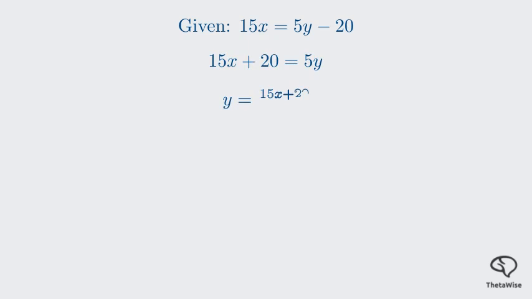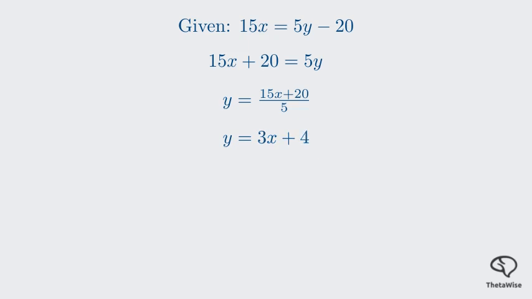We have the equation 15x equals 5y minus 20. First, let's get the y term on one side. We can add 20 to both sides of the equation. This gives us 15x plus 20 equals 5y. Now, to isolate y, we divide the entire equation by 5. So 15x divided by 5 is 3x, and 20 divided by 5 is 4. This leaves us with y equals 3x plus 4.